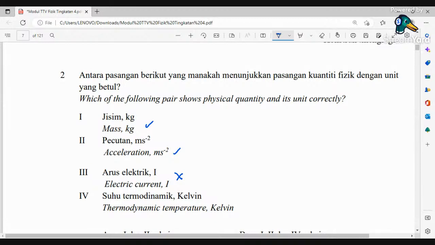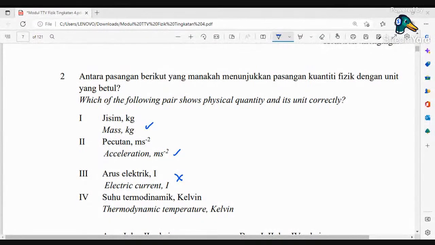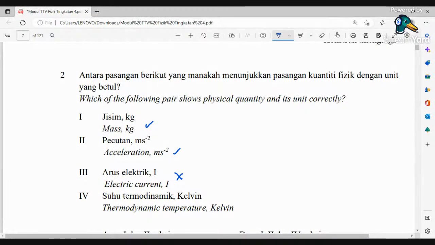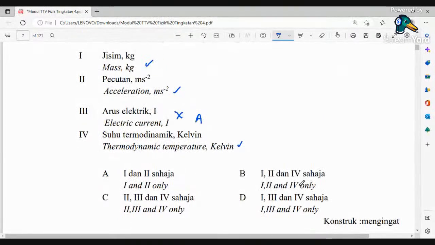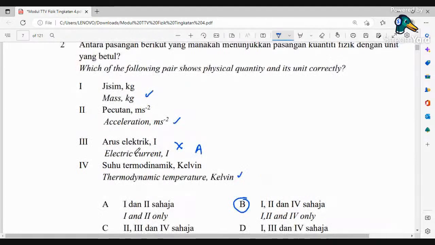Apa unit electric current? Okay, so electric current unit dia ampere bukan I. I ialah simbol. Then thermodynamic temperature, Kelvin. Yes, correct. So kita ada 1, 2, 4. Okay, combination yang mana yang betul? B. 1, 2, 4. Okay, so ini jenis soalan ni pun ada juga ya.